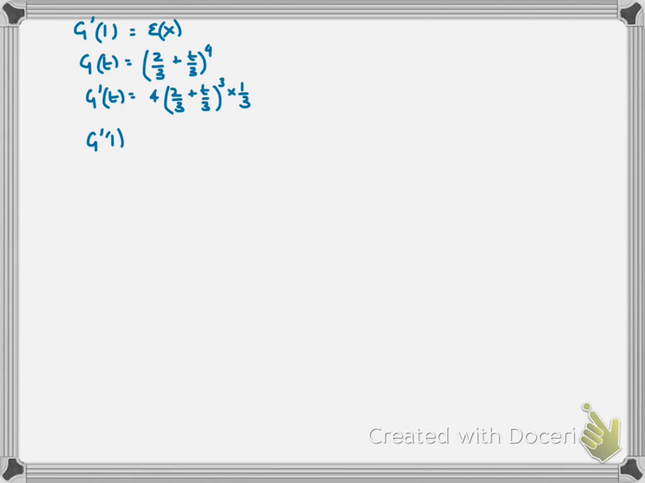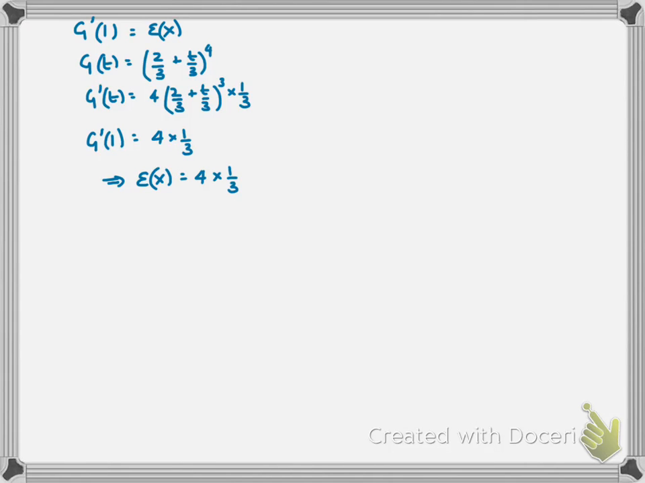So now we know that g dashed of 1 is the expectation of x, but remember we've also got a different form of g of t. It's the factorized form. And we can also differentiate that. Bring the power down, reduce the power by 1, and of course times by the differential of the bracket. Now when we put 1 in for t, what do we get? Well, 2/3 plus 1/3 is just 1, and 1 cubed is 1. So we've got 4 times a third, or n times p. So there it is, expectation is 4 times a third.